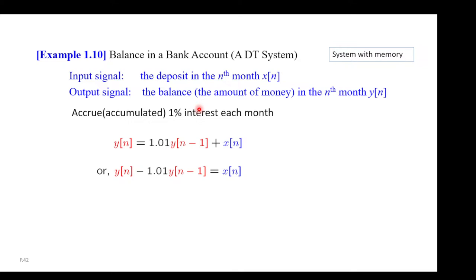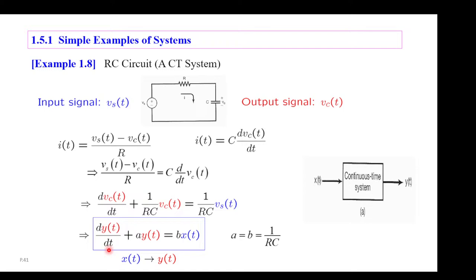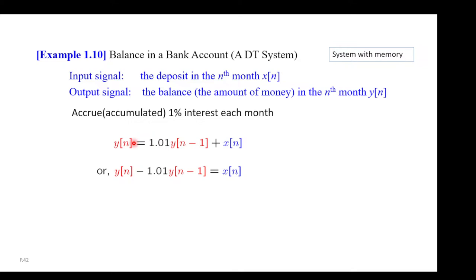The bank account also has a 1% interest rate. So the money you have this month is the money you had last month times 1.01, plus how much you deposit this month. Once again, a system can be described by an equation, and this is called a difference equation, the counterpart of a differential equation in discrete time. We want to put all the y of n on one side and all the x of n on the other. The most standard form is y of n minus 1.01 y of n minus 1 equals x of n.